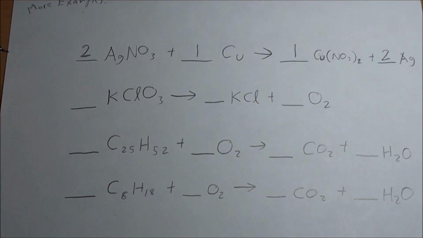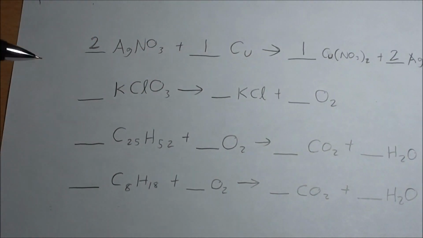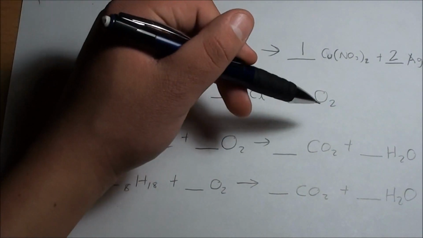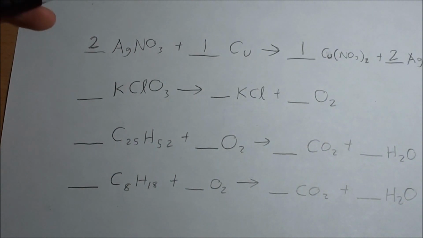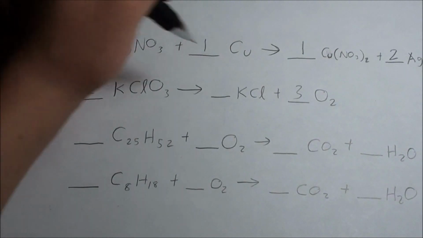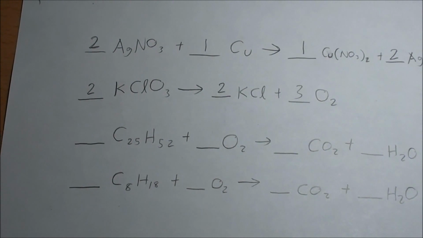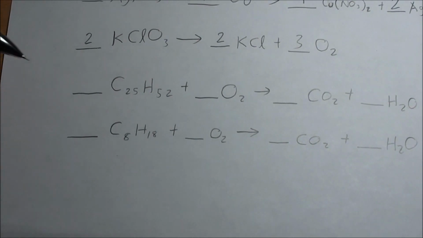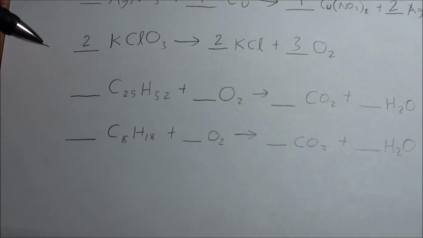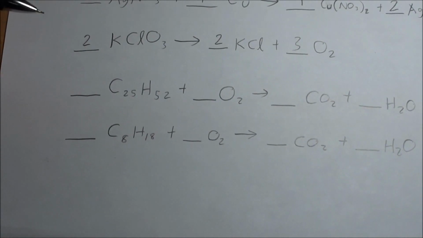The second one is KClO3 goes to KCl plus O2. As a hint for this one, you want to balance the O3 and O2 first, which becomes 2 and 3. And then KCl is 2. Now this is a balanced equation. For the last two, I will just do them and show you what the coefficients are. If you do not understand, try referring back to the first two to understand.